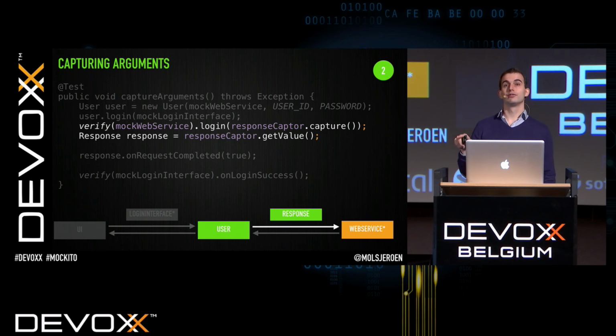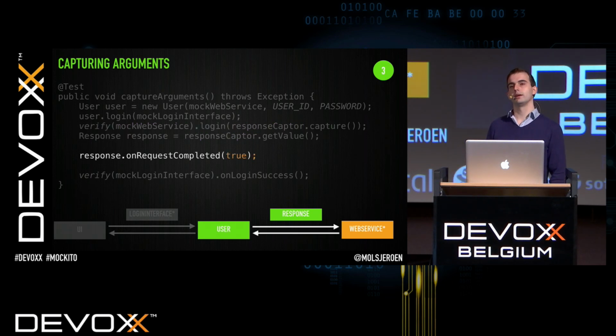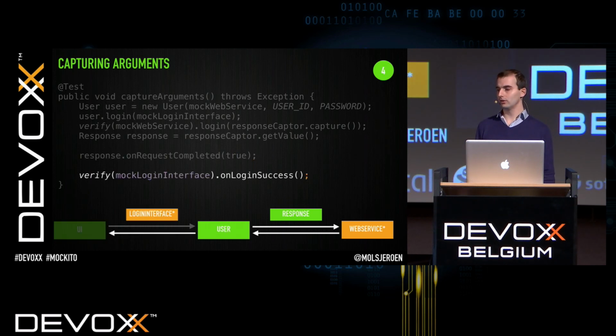But this is just the way it works. In this case, we're not doing the verification for the sake of actually checking that the user called the login method on the web service. No, we're doing this verification just to get a hold of the parameters passed to the web service. So with responseCaptor.getValue, we actually capture the response object passed by the user to the web service. So once we have the response, we can invoke its method. So now we pretend like a network request is successful, and then we can just check that the user updates the UI accordingly. All right, so this is an extremely powerful mechanism, especially to test asynchronous logic.